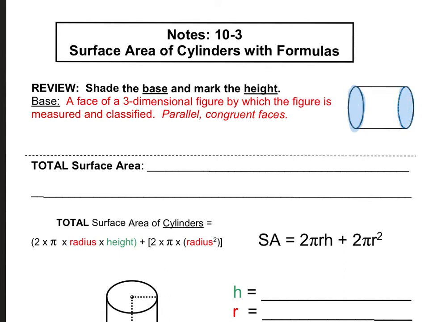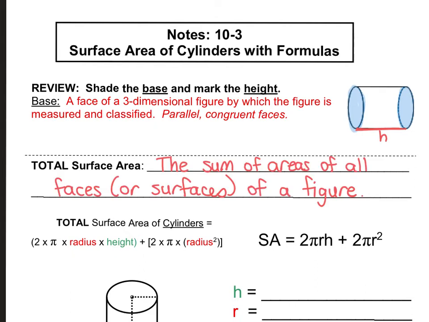Remember that the height is what connects the two bases. And so there is my height. It doesn't matter if the cylinder is laying down or standing up. The height is what connects the two bases. So first definition is total surface area. We have already defined this. It is the sum of areas of all faces or surfaces of a figure.